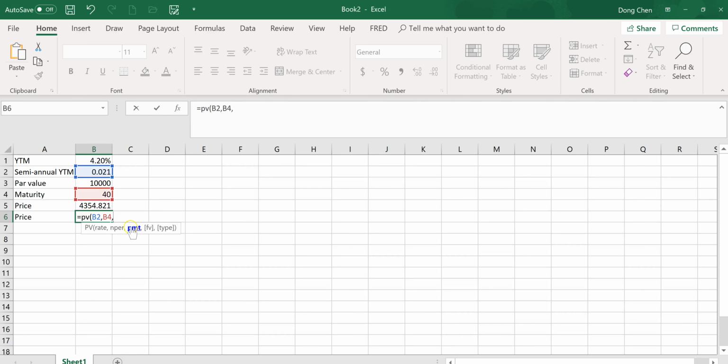So that's 40 here. And payment, that's the coupon payment. Since this is a zero coupon bond, we enter 0. And future value, that's the par value. So we can directly input this par value as a positive number. And if we do that, the PV function will give us a negative value. So if we want to have a positive present value, what we can do is make the par value a negative number, but keep the absolute value.